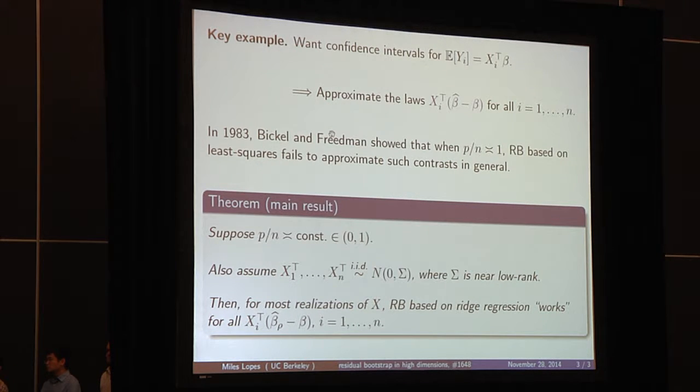What's interesting about this example is that in the 1980s, Bickel and Freedman showed that in high dimensions, the residual bootstrap based on least squares fails in general to approximate all such contrasts. The contribution of my work is that I show that ridge regression can be used essentially to fix this counterexample in high dimensions. So to state the result informally, suppose we work conditionally on a Gaussian design and that the dimension p is strictly less than n, but p over n is still bounded away from 0. Then for most realizations of X, the residual bootstrap based on ridge regression works simultaneously for all contrasts of this type. For more details, my poster is number 49. Thank you.